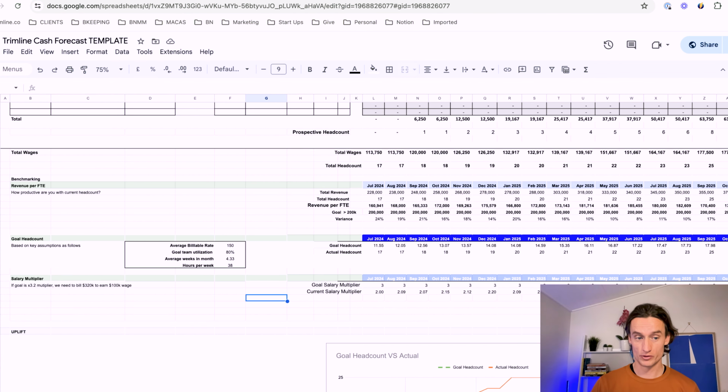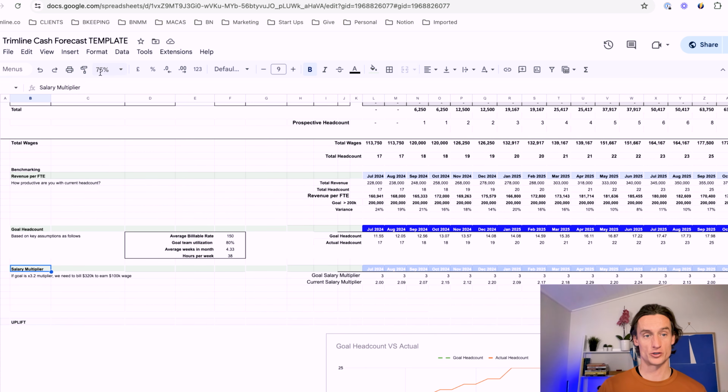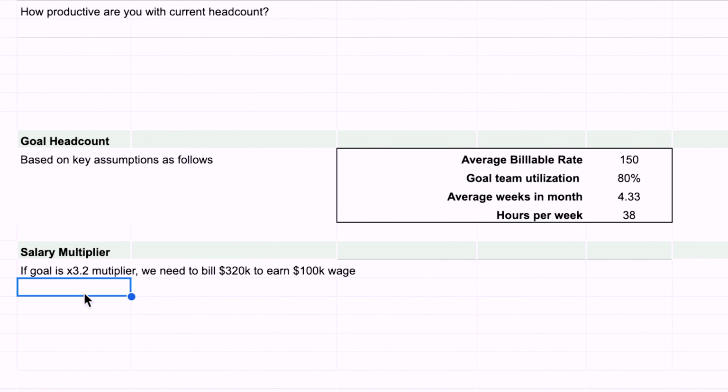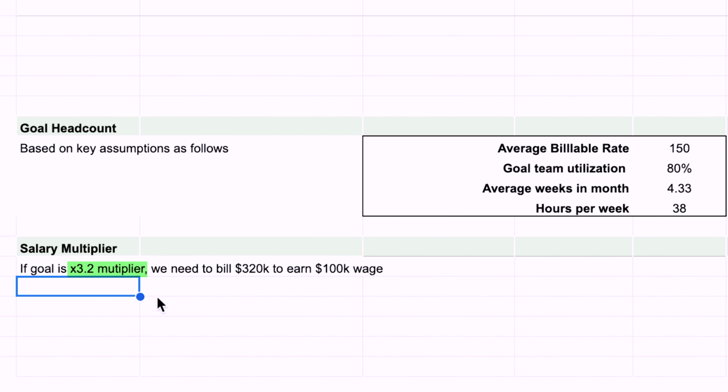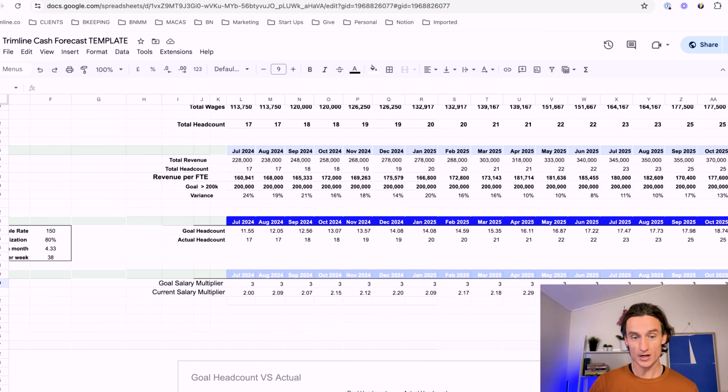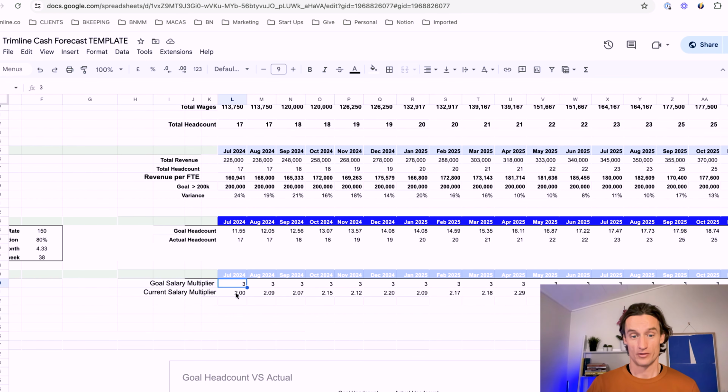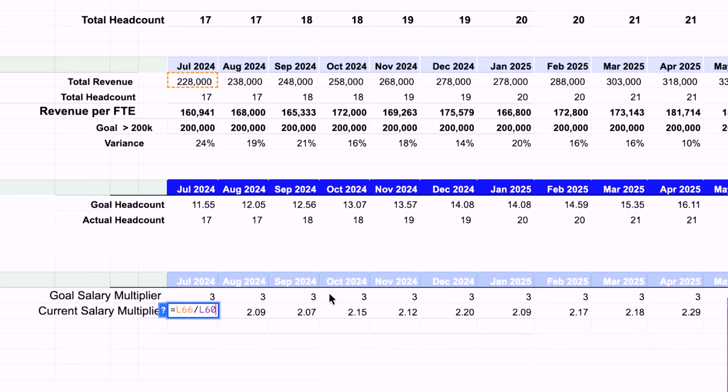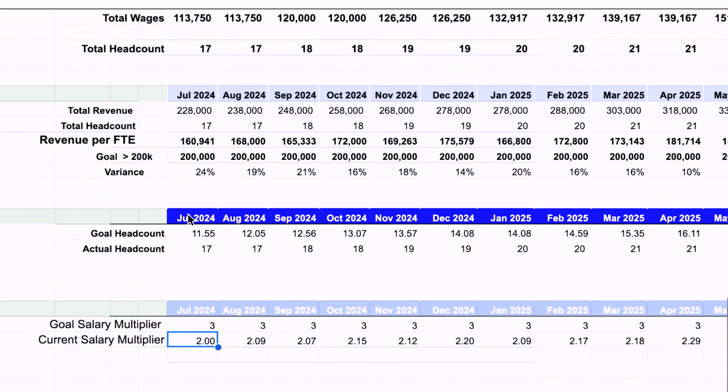And then the last one is really simple, salary multiplier. I'll just explain that one again quickly. If your goal is a 3.2 multiplier for that team, they need to be billing out 320 grand to earn a 100 grand wage. So it's a markup on their wage, but it's a really simple one that you can tell the team, they can understand, and you can hold them against and benchmark and decide on paid wage rises if they're hitting that or not. The goal is 3, the current salary multiplier is 2, and the way to get that is just taking our total revenue divided by our total wages, and you can see over time, as we get more productive, that multiplier increases and gets closer to our target.